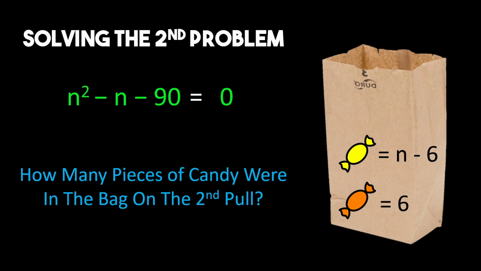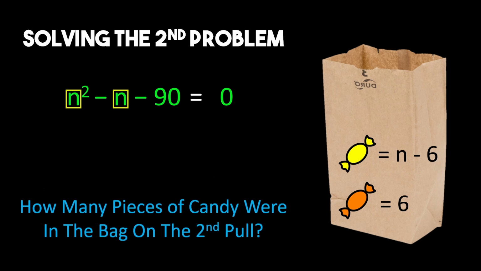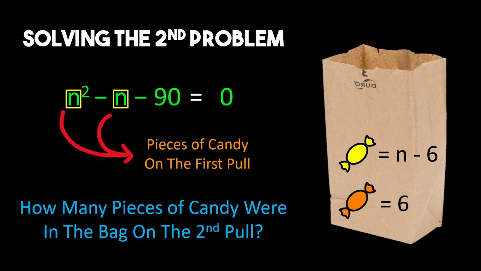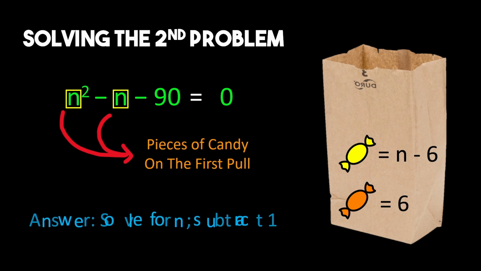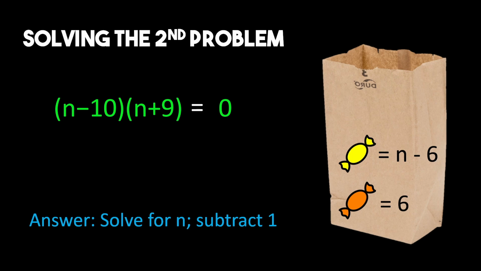If your algebra skills are up to date, the solution is pretty straightforward. As described in the problem, n is the total number of candies in the bag on Hannah's first pull. This means all we have to do is solve for n in our equation, then subtract 1 to get the total number of candies in the second pull. To solve for n, we can just factor this expression into the terms n minus 10 and n plus 9, which gives us n equals 10 and n equals negative 9.